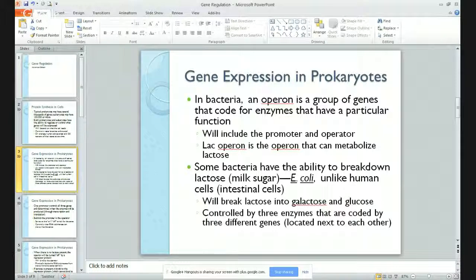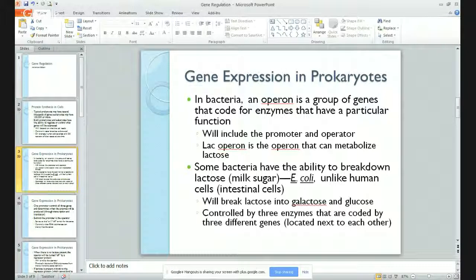So E. coli, for example, has the ability to break down lactose, the milk sugar. So that's why we have E. coli in our intestines, because our cells can't break it down, but the E. coli can. They can break it down into galactose and glucose, which our body can then metabolize from there.